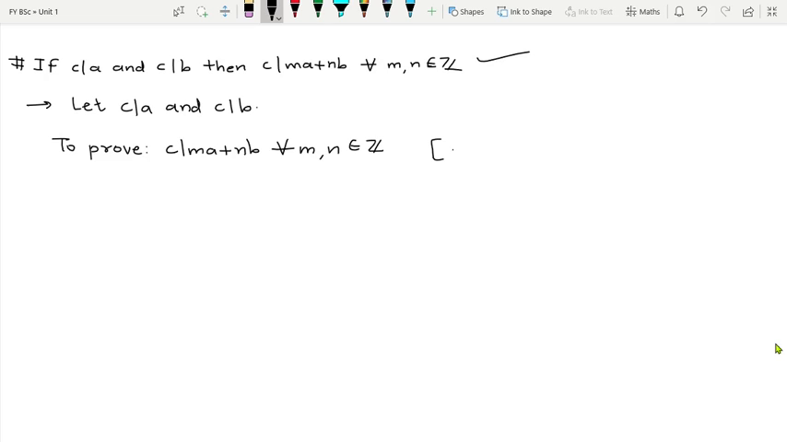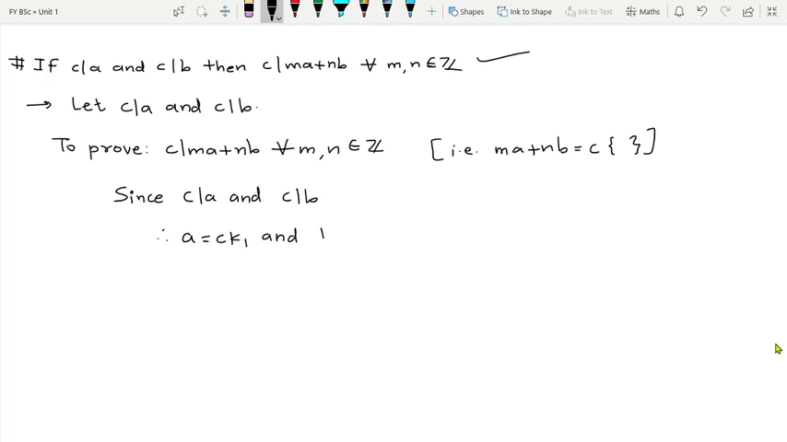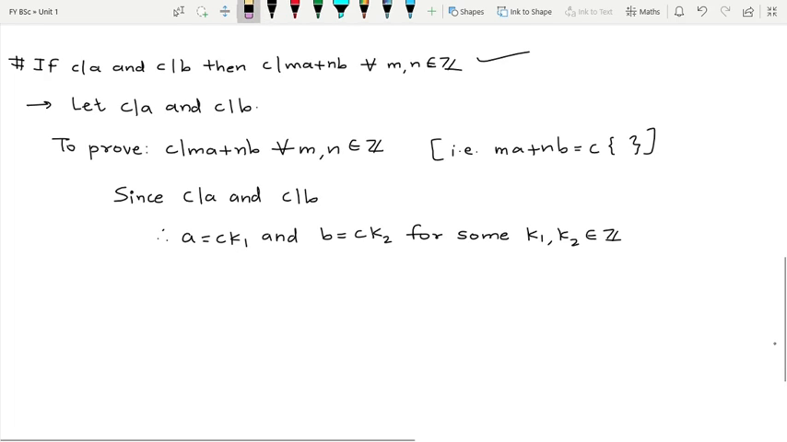So that is nothing but what? C divides MA plus NB means we have to prove MA plus NB is equal to C multiplied by some integer. But note what is given to us. Since C is dividing A and C is dividing B, therefore A will be equal to some CK1 and B will be equal to some CK2, for some K1, K2 belonging to Z.